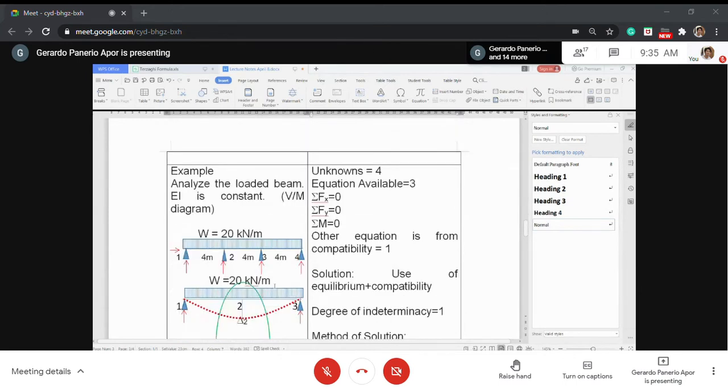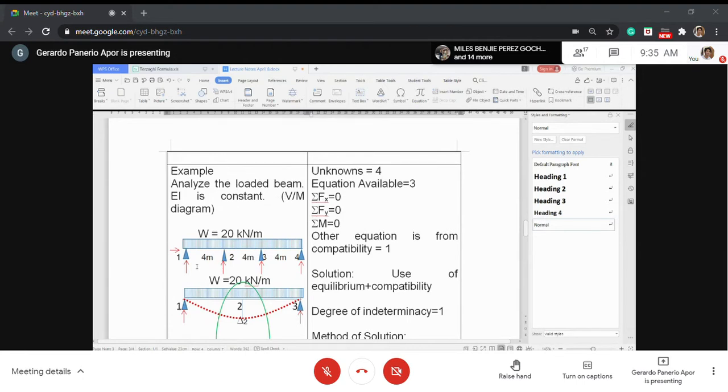This time we will have 2 supports in the middle. We still have a continuous beam 12 meters long, supported with four supports. One of them is a pin, and the 3 are rollers, at equal distances. The purpose here is to determine the shear and moment, meaning you have to analyze the loaded beam.